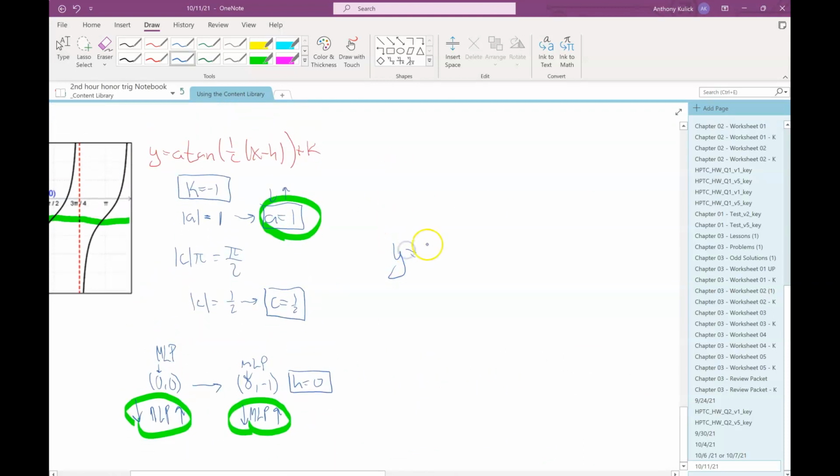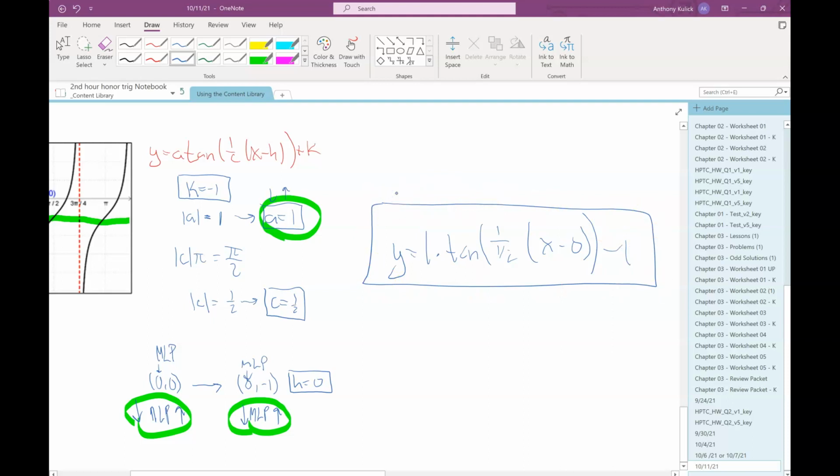So this one is y equals 1 times tangent of 1 over 1/2, or you could just write a 2 there. X minus 0, you could just write x there, minus 1. And they're all basically like this. Again, really, really similar to what we did with the sine and cosine functions.